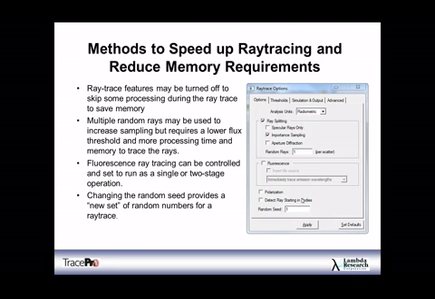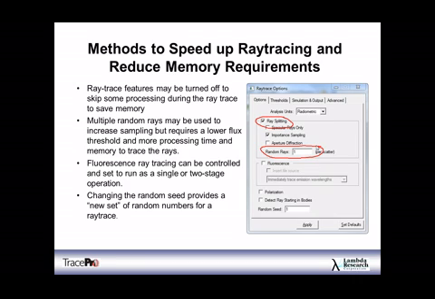So now we get to the point where I want to trace 50 million rays. How do I speed up the ray trace, and how do I reduce my memory requirements? I've already talked a little bit about this. First of all, ray trace features may be turned off to skip some processing during the ray trace to save memory. For instance, ray splitting is always turned on by default. And random rays, when we do a random ray off of a surface, is 1 for every ray that hits that surface when we have scatter.